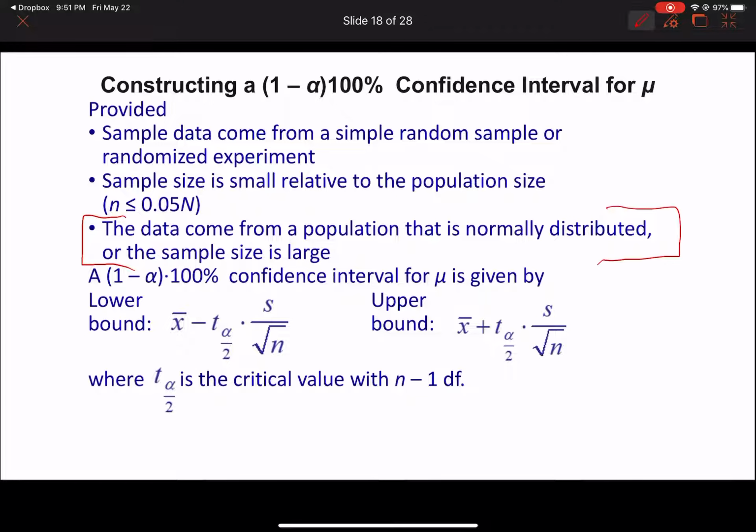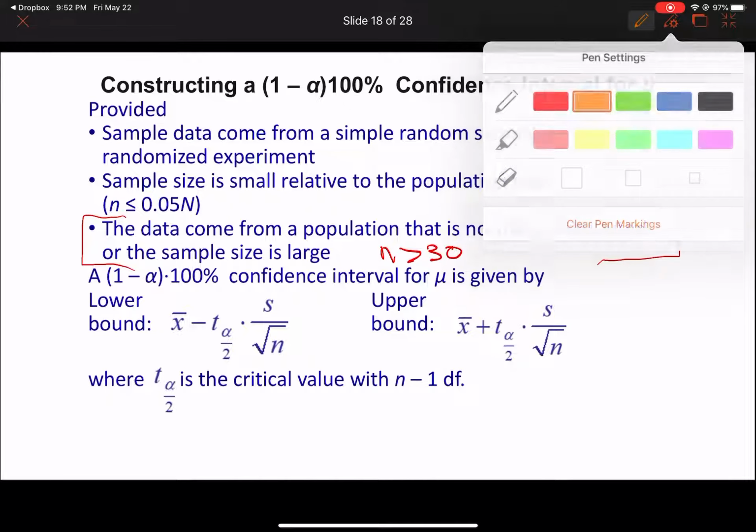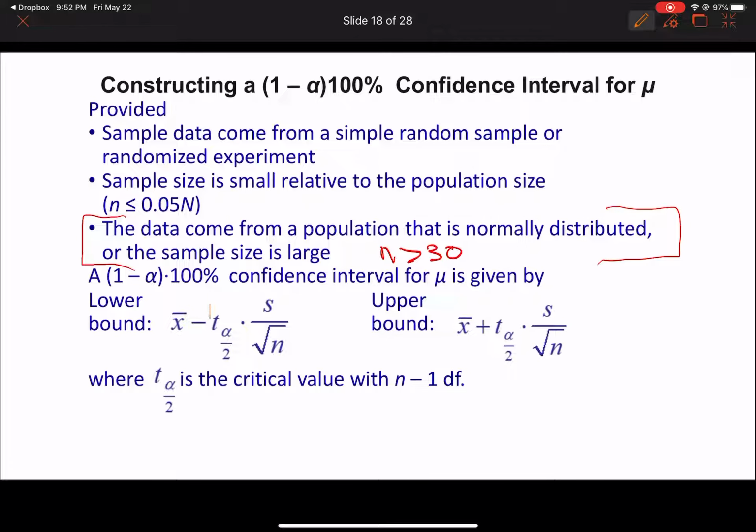So the sample size has to be greater than 30, or we have to be told that the population is normally distributed, one or the other. So if your sample size is greater than 30 or the population is normally distributed, we can use this for our confidence interval. This is very similar to what we did with the population proportion. This right here is how we are calculating our margin of error. The t alpha divided by 2 times s over the square root of n.